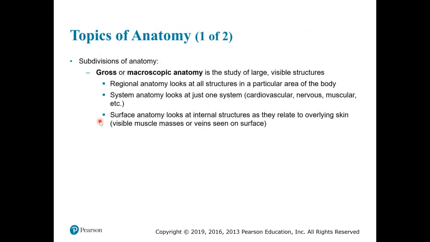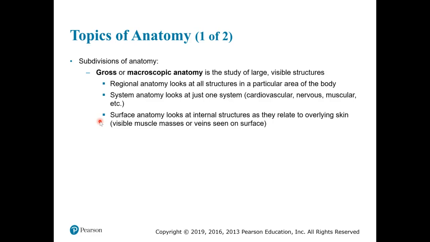Some subdivisions, I've already mentioned gross anatomy. That's the study of body parts that you can actually see with your eyes. Not gross as in grotesque or disgusting, as opposed to microscopic, where you would need a microscope of some kind or another. Regional anatomy looks at all structures in a particular area of the body, like ear, nose, and throat. Or systems anatomy might look at just one system, like a cardiovascular specialist would specialize in cardio, heart, vascular, blood vessels, and the blood that's contained in them.